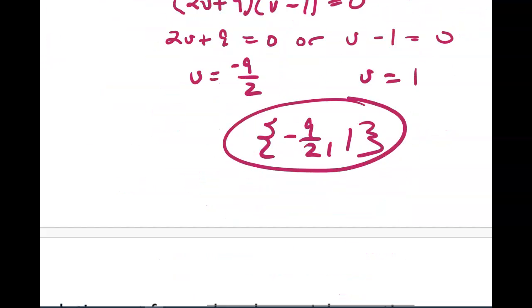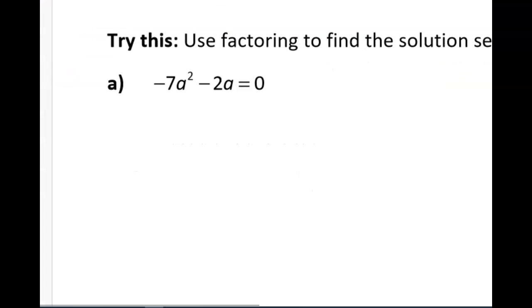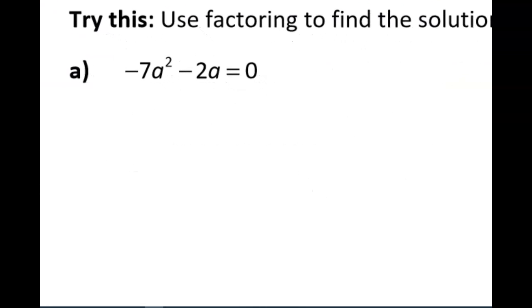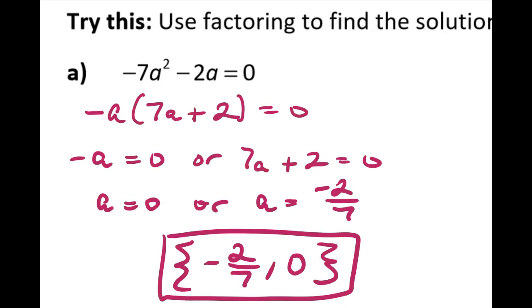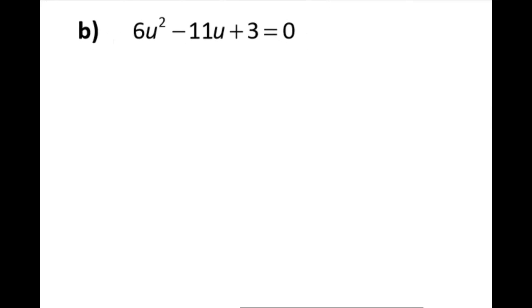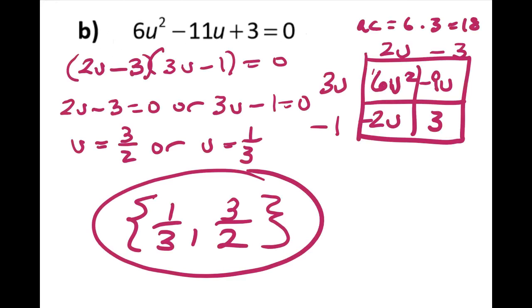And we've got a couple of try these on the next page here. All right, try A below. Pause the video while you do this. Here's the solution set for this quadratic equation. And now try B on your own. Pause the video again while you do this. Here's the solution set. This one was a trinomial, so it required factoring using the AC method.